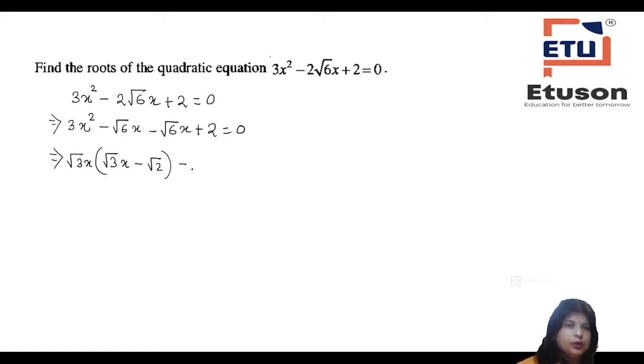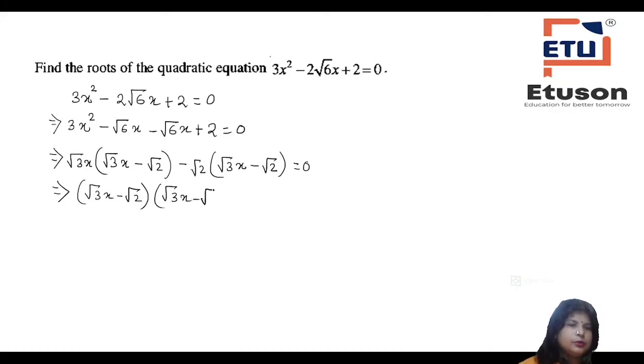If you take root 2 common, then you will get root 3x minus, again taking root 2 common here, you will be left with minus root 2, that is equal to 0. Correct or not? So that is root 3x minus root 2 into root 3x minus root 2 is equal to 0. It implies, putting root 3x minus root 2 is equal to 0.